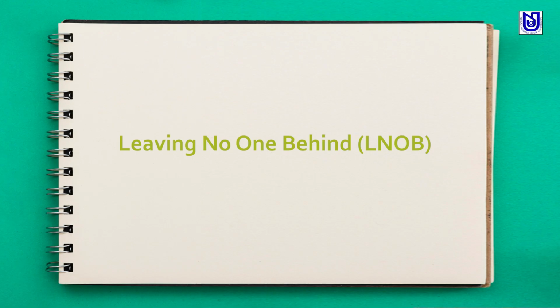Now come to the question of what it means when we say leaving no one behind, LNOB. With the adoption of the 2030 Agenda for Sustainable Development, 193 United Nations member states have pledged to ensure no one will be left behind and to endeavor to reach the farthest behind first. In practice, this means taking explicit action to end extreme poverty, curb inequalities, confront discrimination, and fast-track progress for the farthest behind.